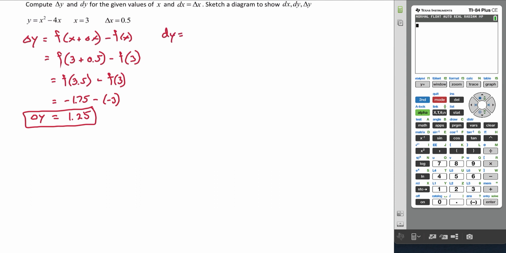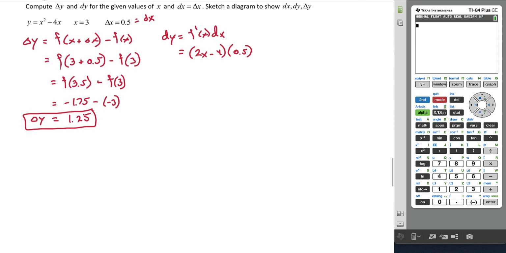Dy is f prime of x times dx. F prime is 2x minus 4. Dx, we are told, is 0.5 because delta x and dx are the same. So here we can also plug in 3 for the x value. Simplifying this, we get that dy is 1.